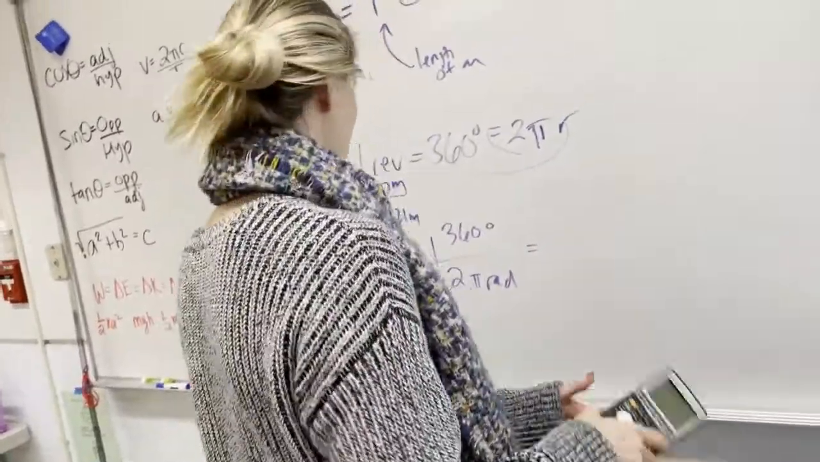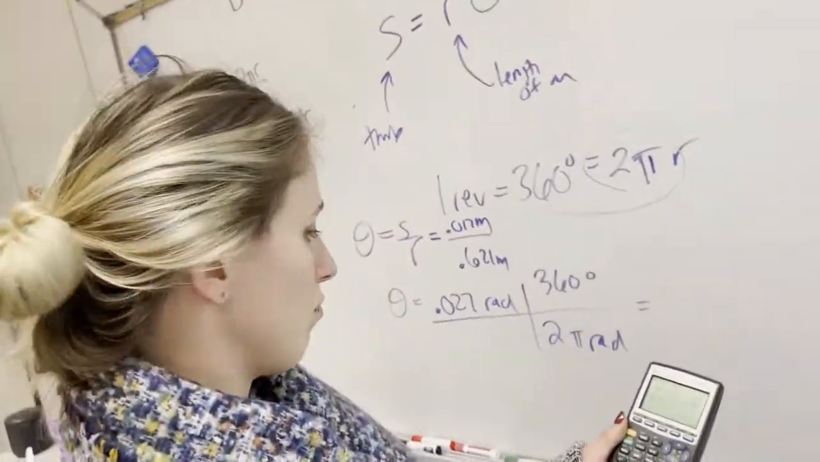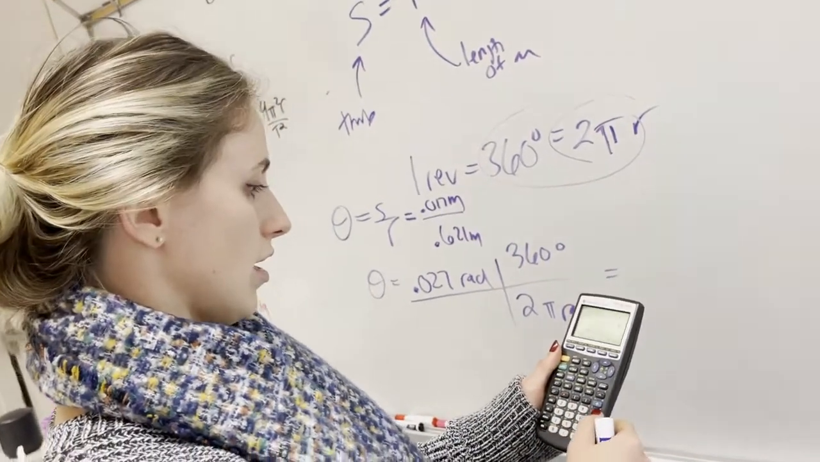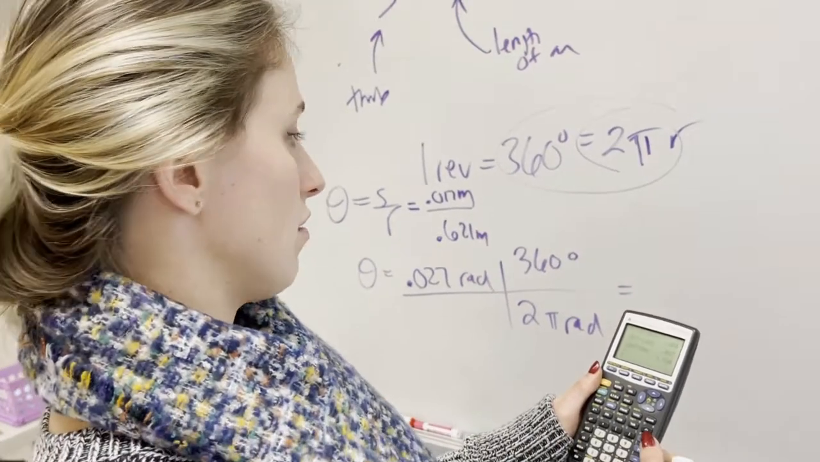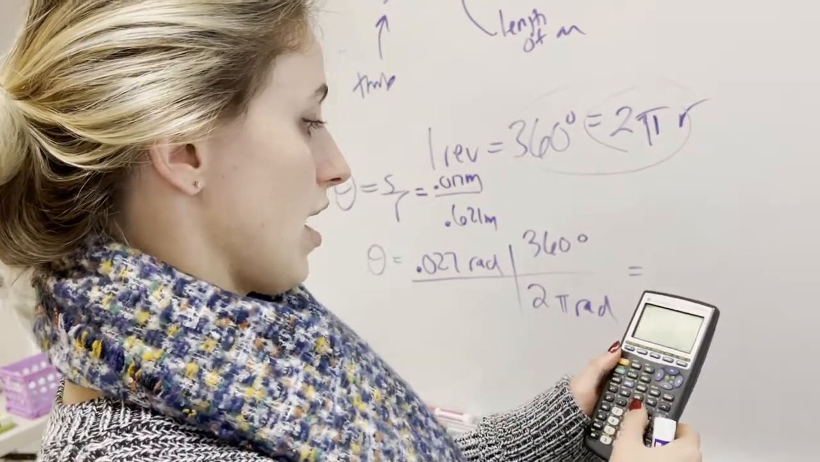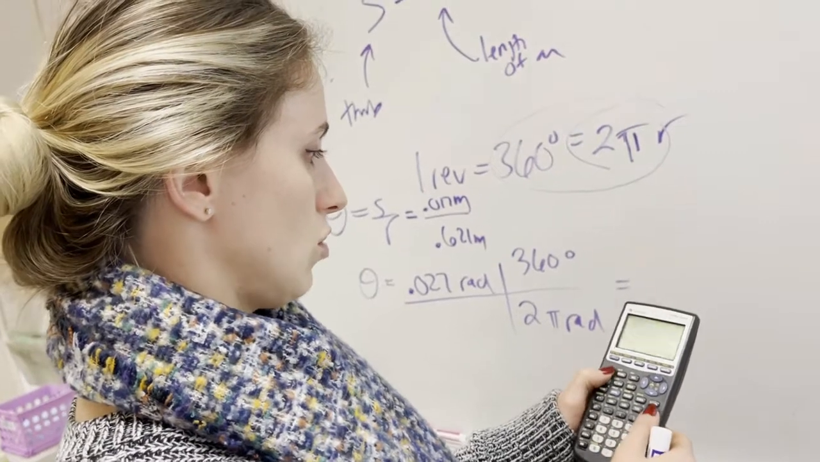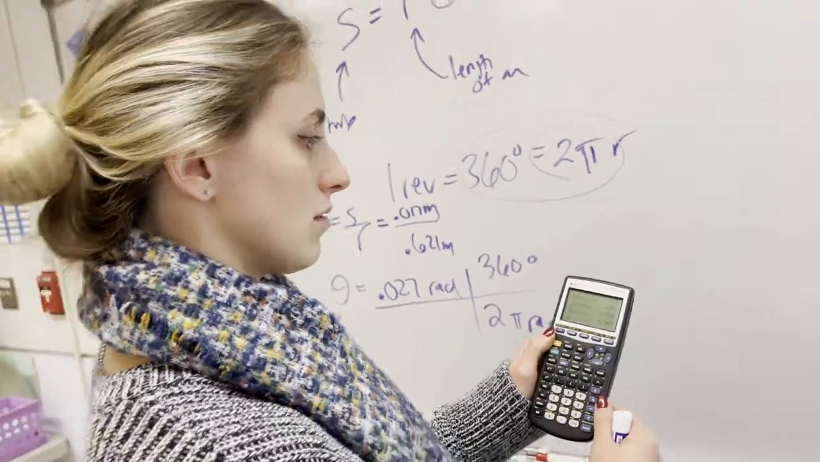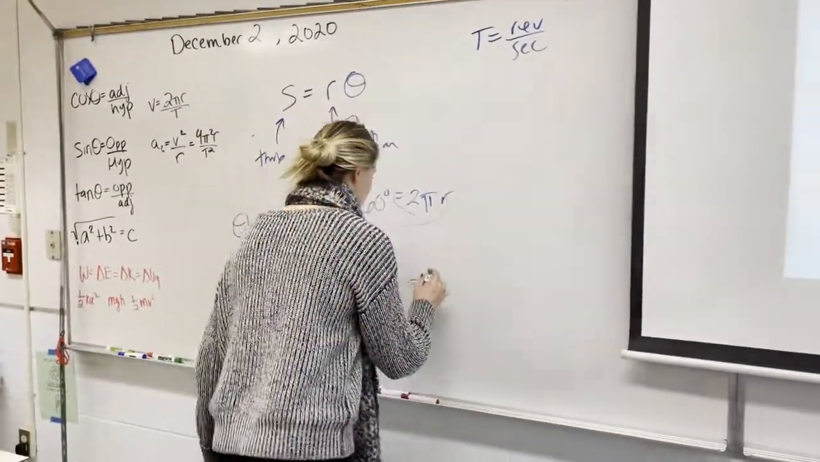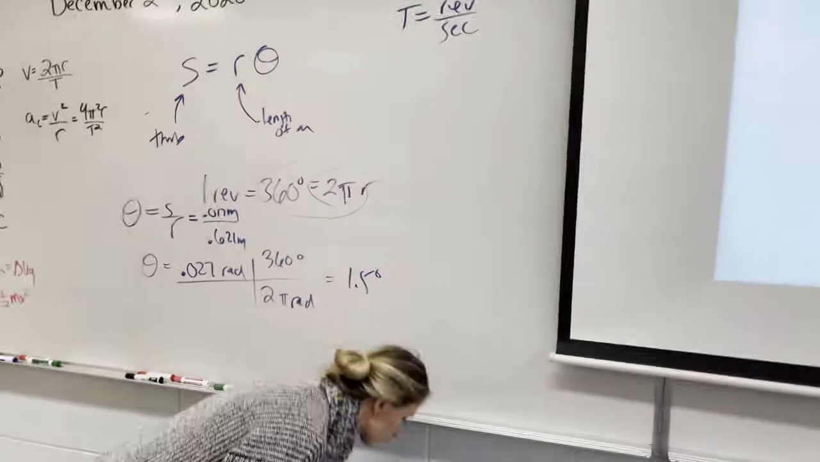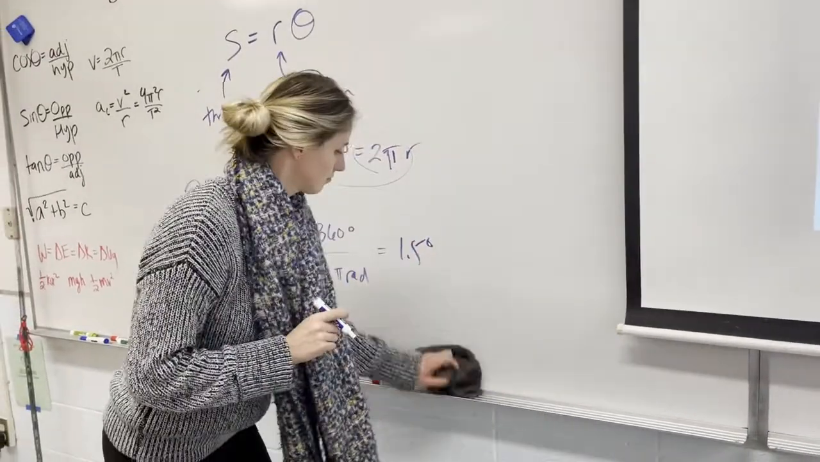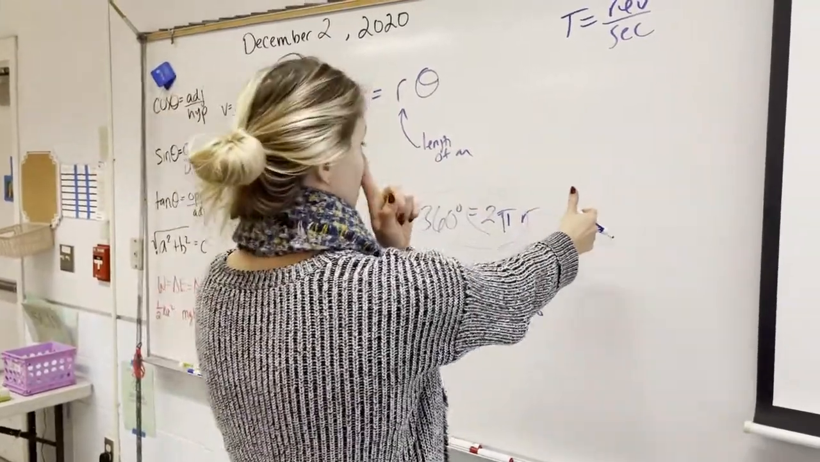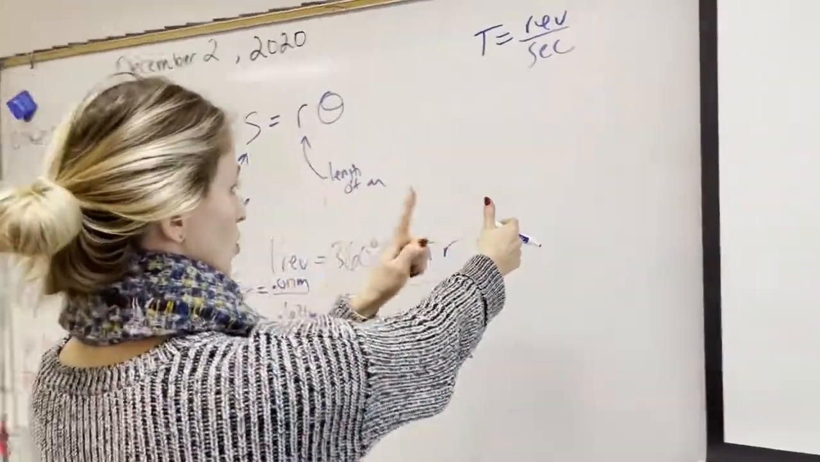And then I'm just going to say 0.027. I like to do the top row first, and then I divide by the bottom, with parentheses around 2 pi, and I get 1.5 degrees. So if you hold your thumb out, the angle it subtends is going to be between 1 and 2 degrees. The angle from here to there.